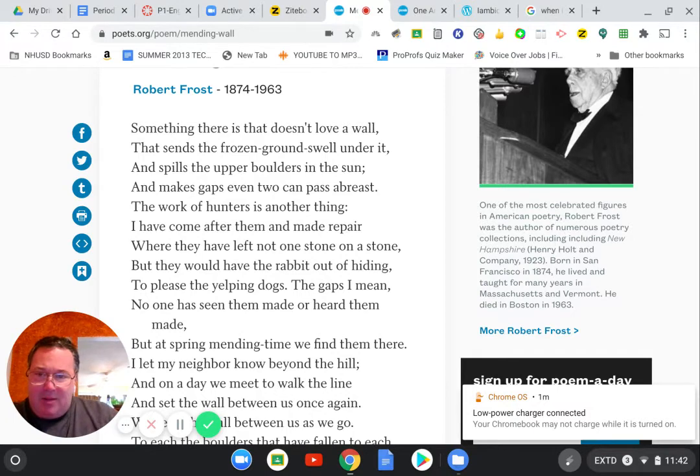The work of hunters is another thing. I have come after them. Here's an exception, so we have an exception right here. It brings attention. It stops the rhythm and forces the reader to focus on that. It's sort of a shift in the poem as well.